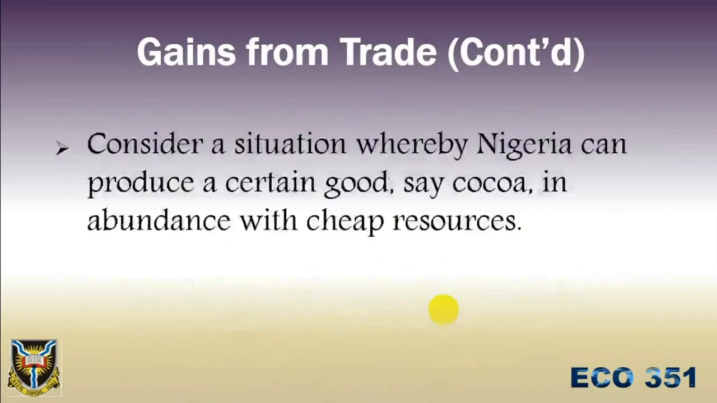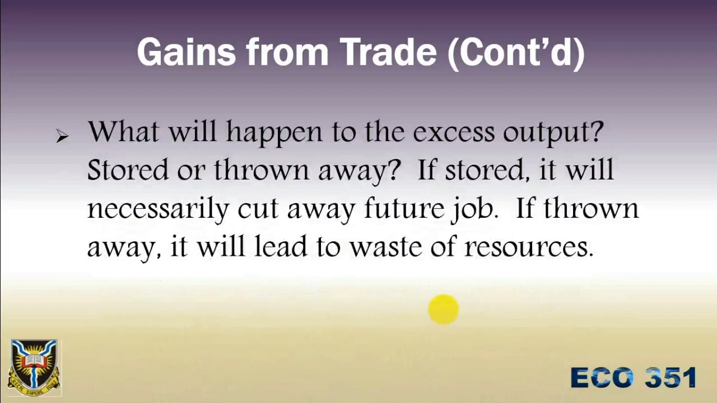Consider a situation whereby Nigeria can produce a certain good, say cocoa, in abundance, that is more than what domestic consumers need, with cheap resources. What will happen to the excess output? Stored or thrown away? If stored, it will necessarily cut away future jobs. If thrown away, it will lead to waste of resources.